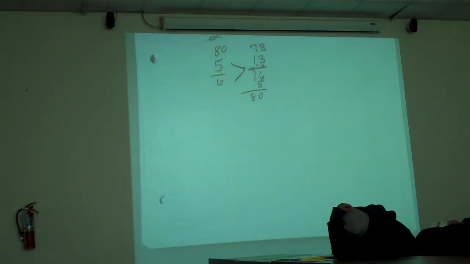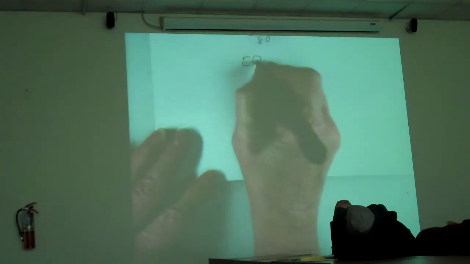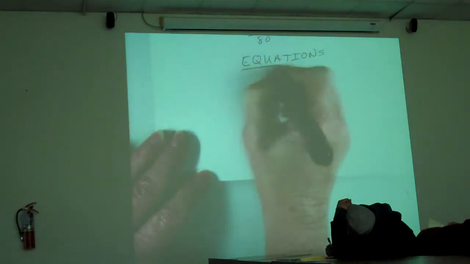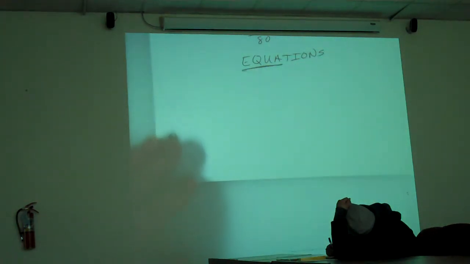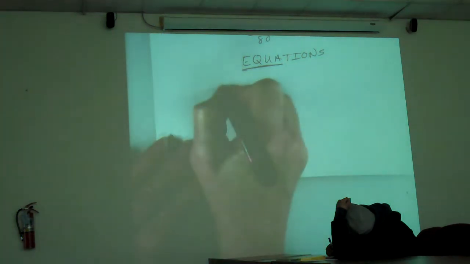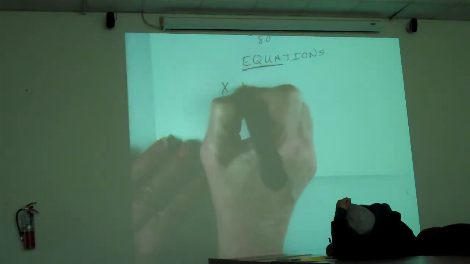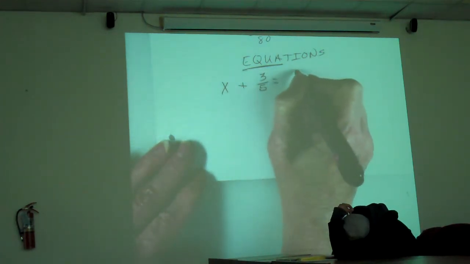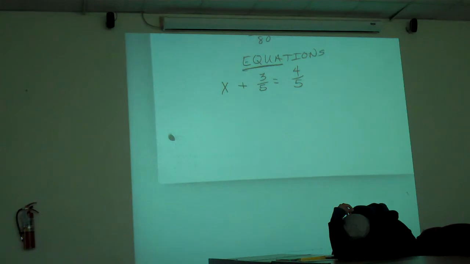Okay, now we have some equations. Equations are where you have an equal sign and you're solving them. You're going to have equations have equal signs. Okay, if you have an equation, x plus 3/5 is equal to 4/5. Okay, you can kind of tell what that would be without even solving, right? Something plus 3/5 is 4/5. You need 1/5 plus 3/5, right?